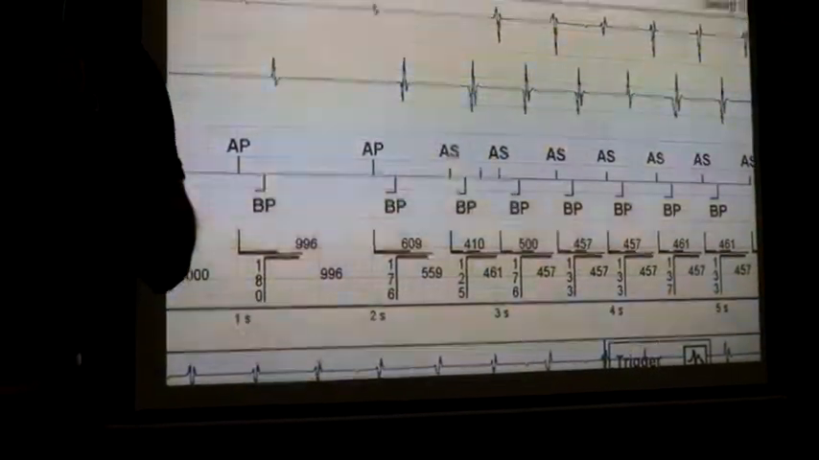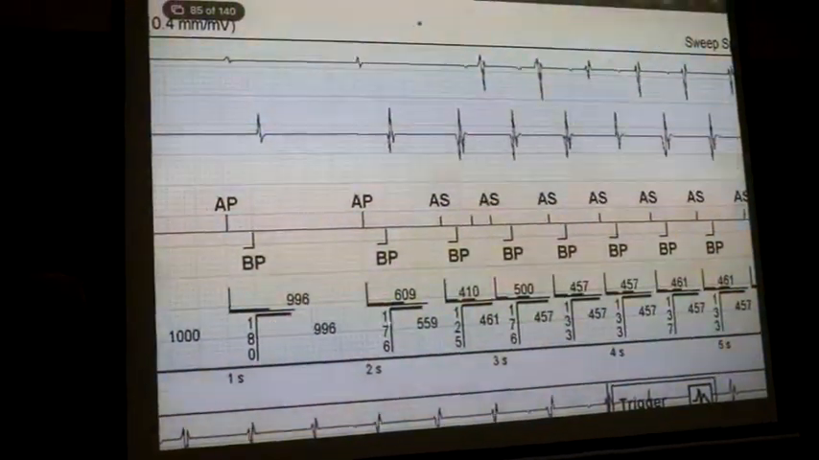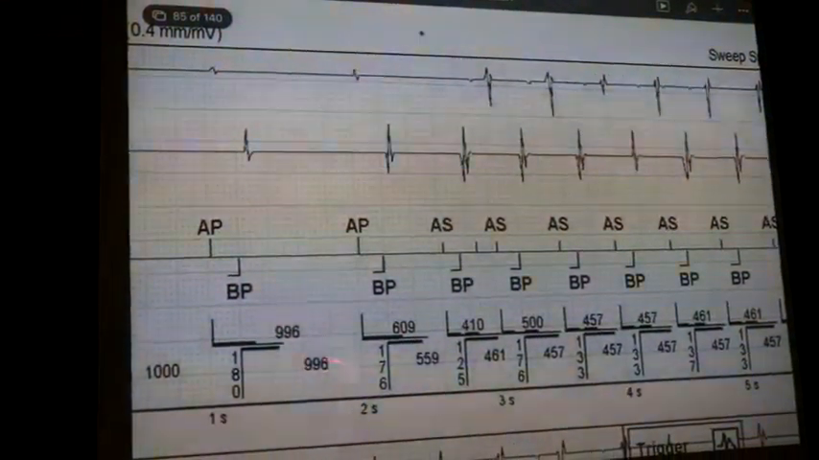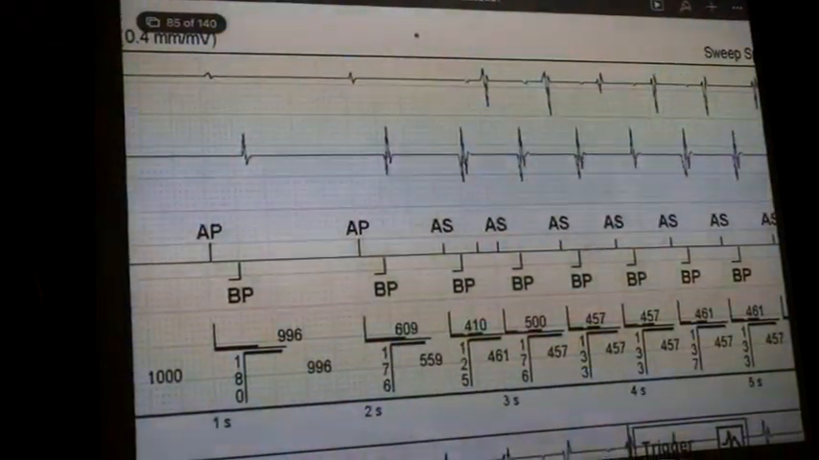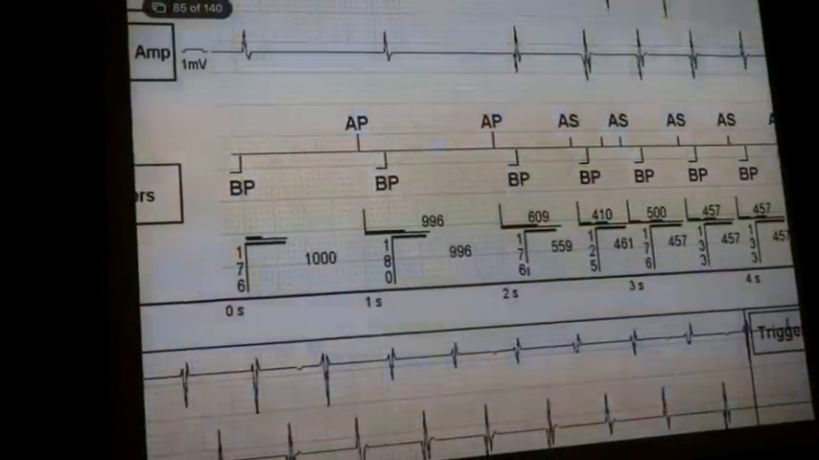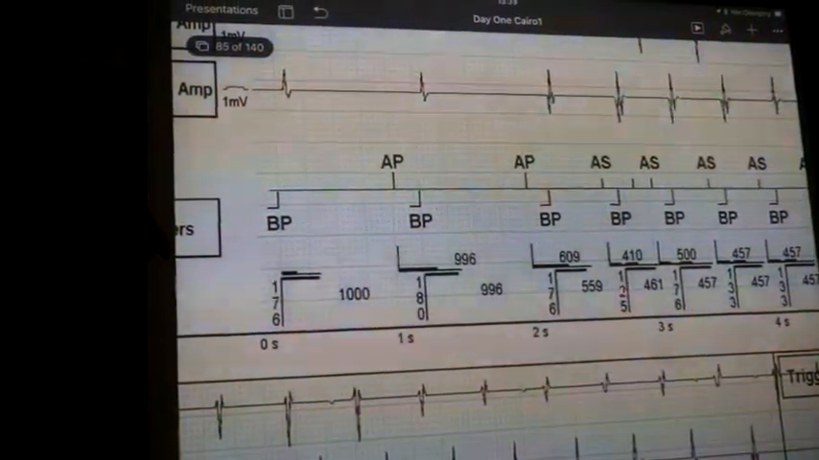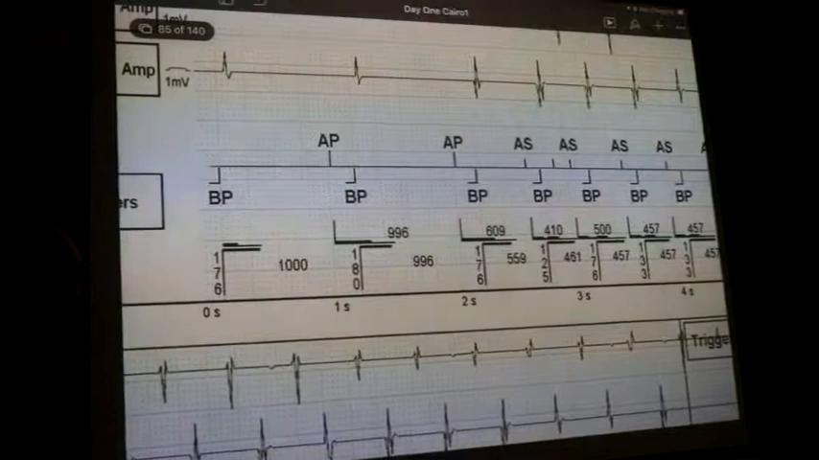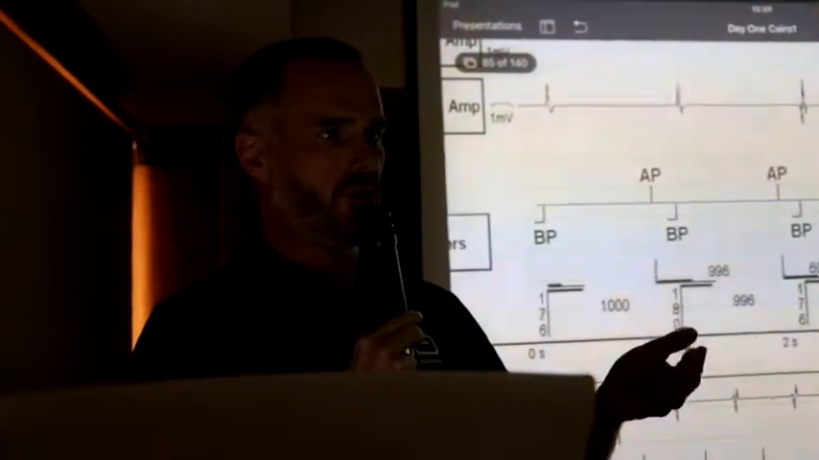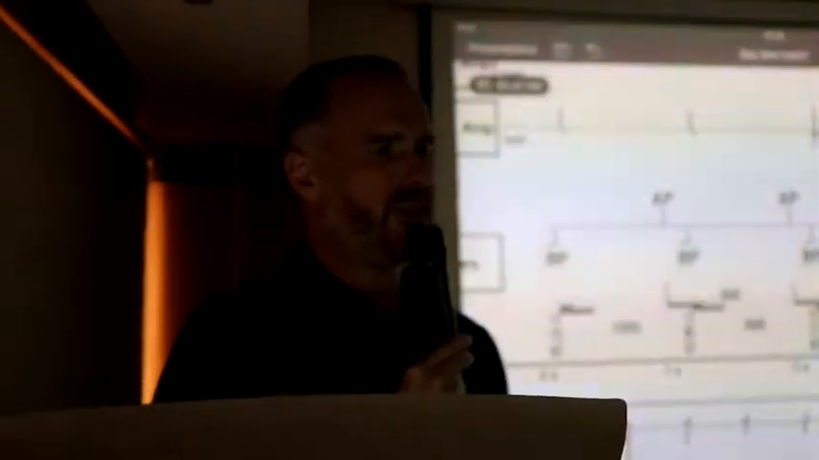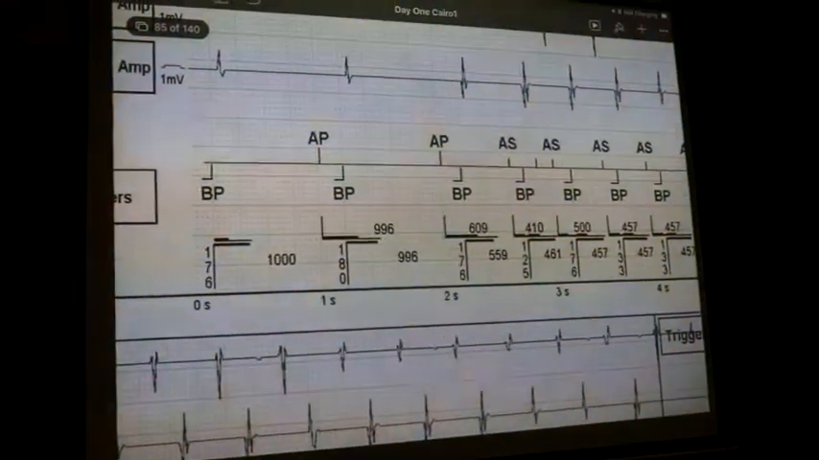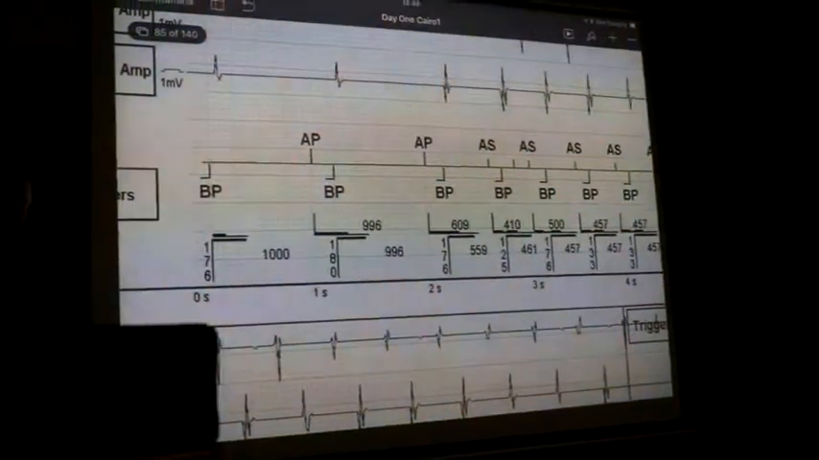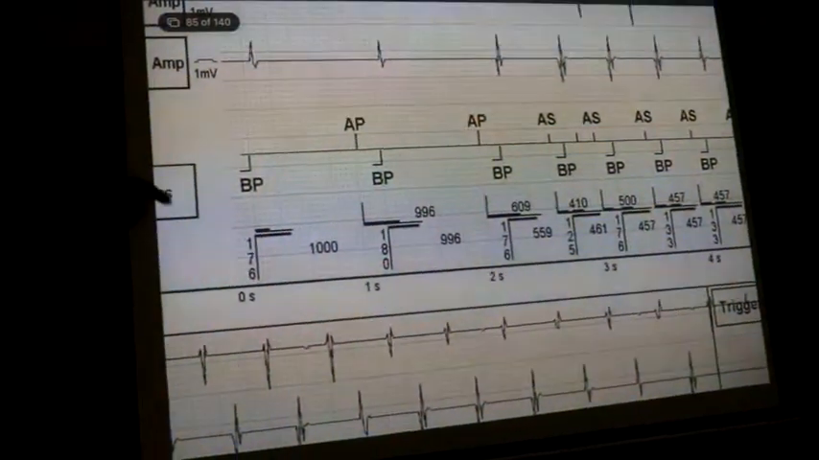What about the negative AV hysteresis? Those 1,000, 10, 900. Then negative AV hysteresis, where? So, these numbers here, or this one? Negative AV hysteresis can be helpful in some CRT patients if there's competition. Some, but not many. Okay, so negative AV hysteresis will, if it sees an R wave coming through, so you have to see an R wave coming through the AV node, and then it paces shorter. Yeah. So these numbers are varying. This is the normal variance.